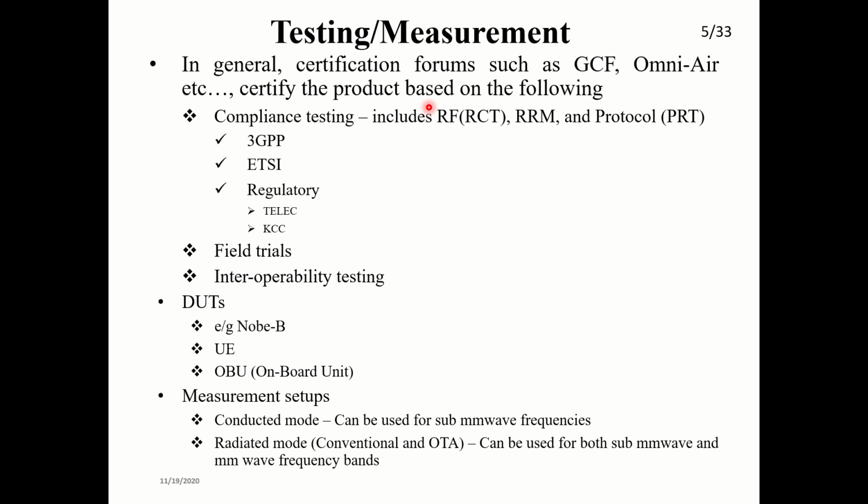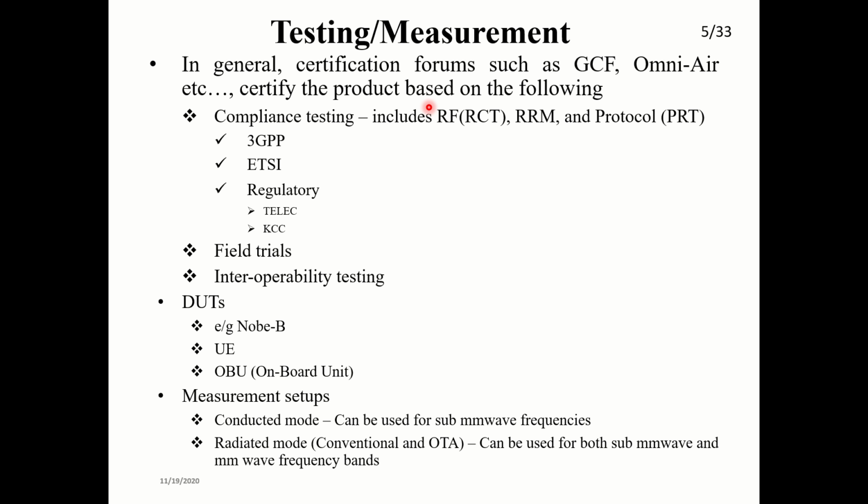For example, if your tolerance is set as plus 20 dB or minus 20 dB for some power parameter, then the regulators, like TRELEC or KCC, will say no, we cannot accept it like this, it should be plus 30 dB or minus 30 dB. Those corrections will be there, and for some measurement techniques they will say you should not do it like this, you have to use this equipment and do the measurement this way.